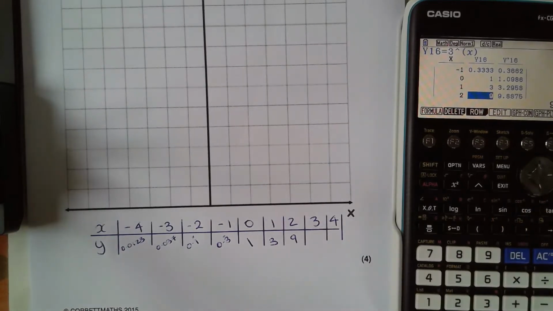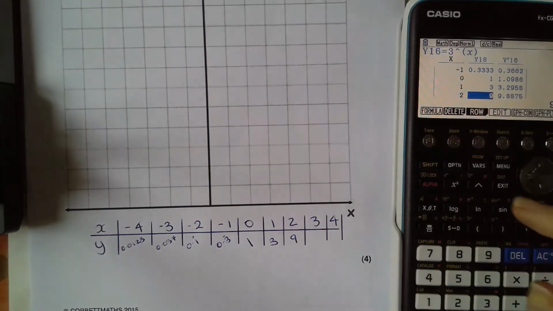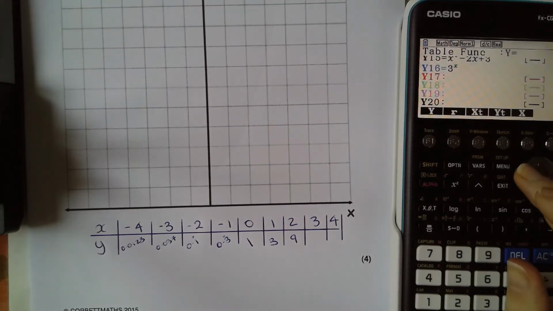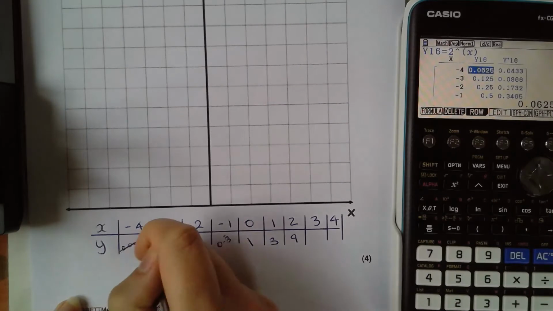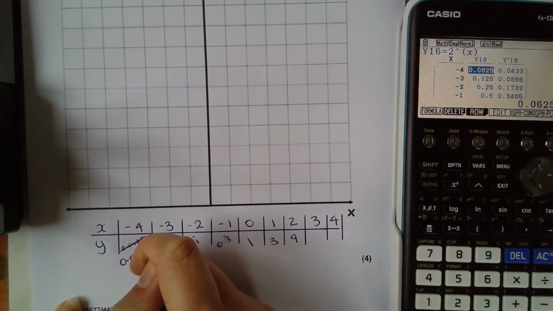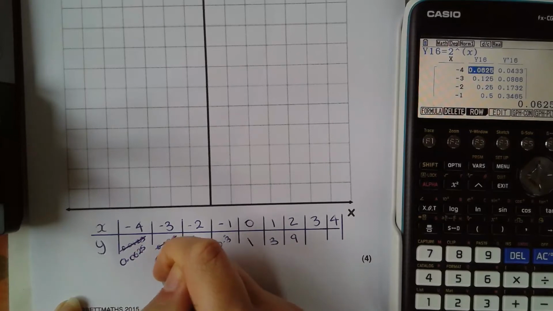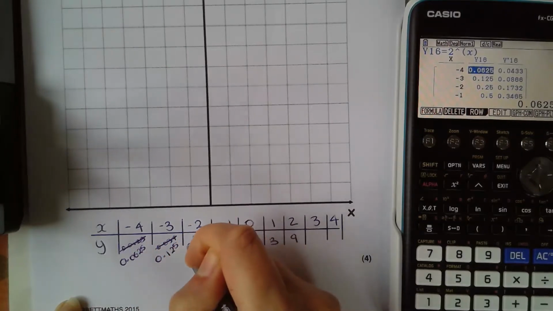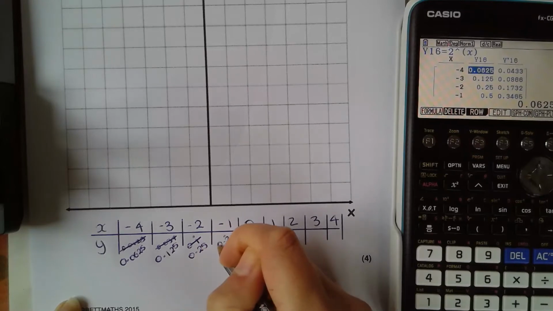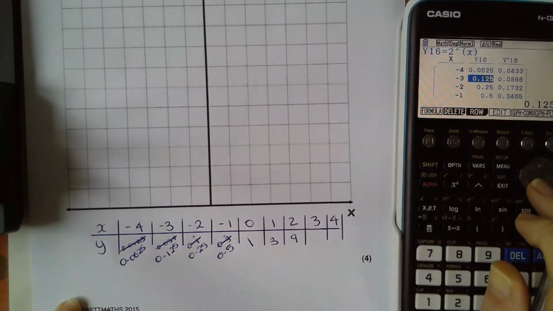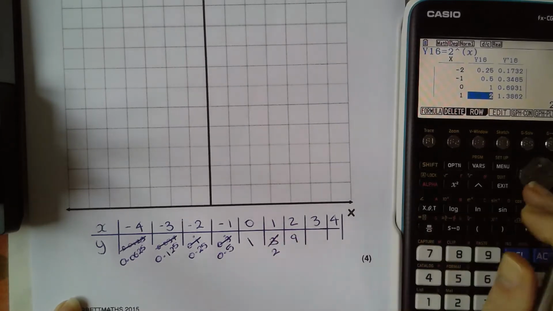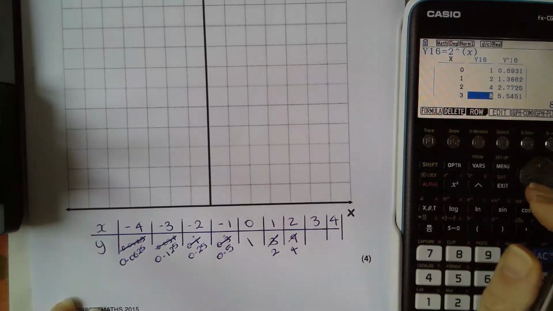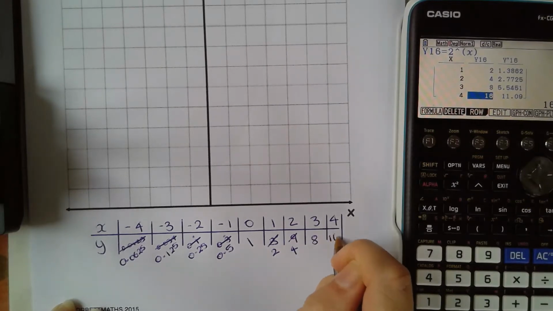So what I've done here is I've just recognised that the numbers are the same. So if I exit and I go back to that, I can just change it. There we go. Now my table's already set. I just go back in and change my values. 0.0625, 0.125, 0.25, 0.5, 1, 2, 4, 8 and 16. There we go.